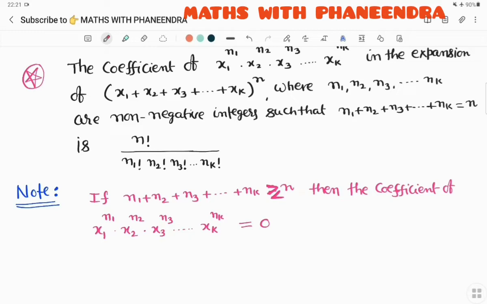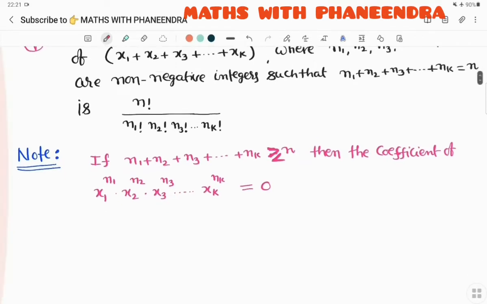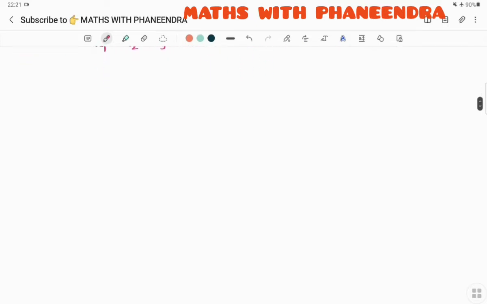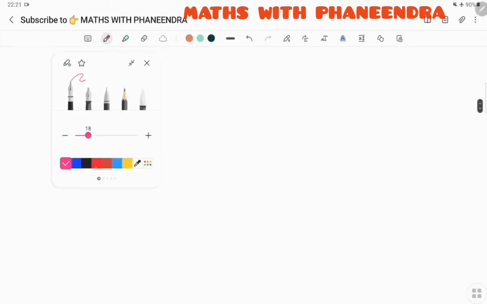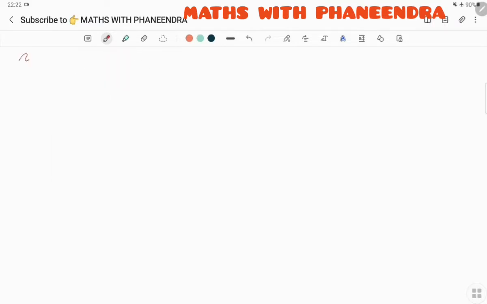Clearly we can say that whenever the sum n1, n2, n3 and so on nk is equal to n, then only the answer will be n factorial by n1 factorial, n2 factorial and so on. Otherwise, greater than or less than means the answer is going to be 0. We'll discuss one question based on this, like an example we can consider.